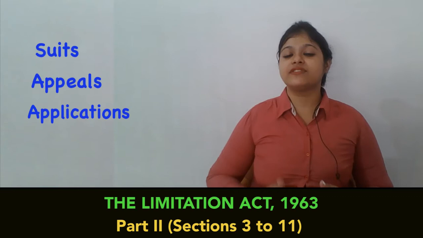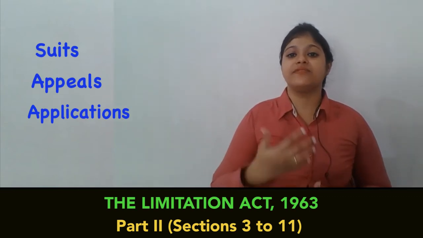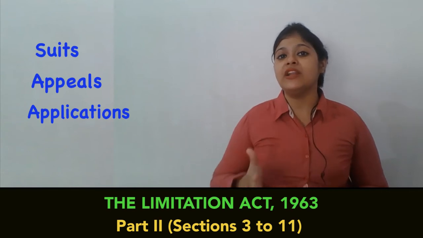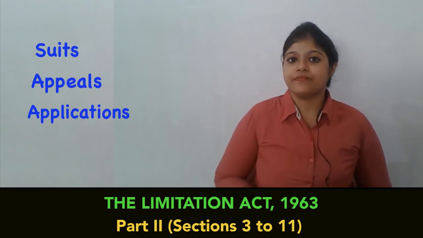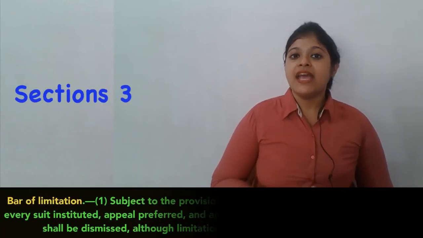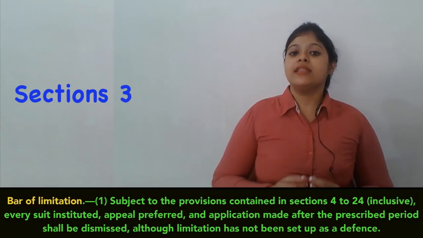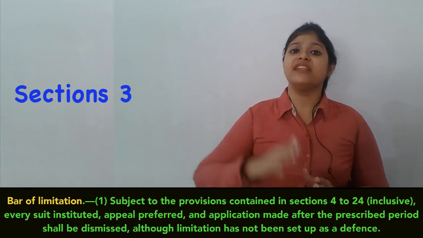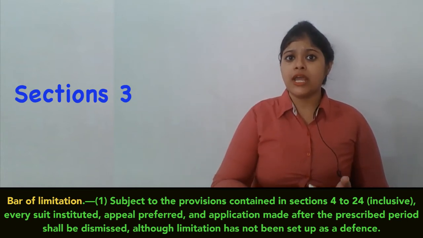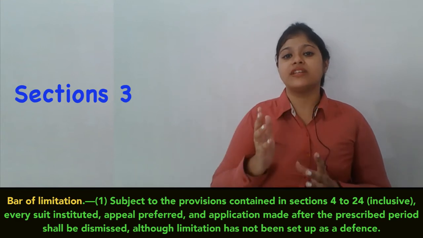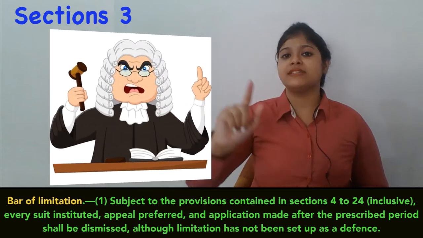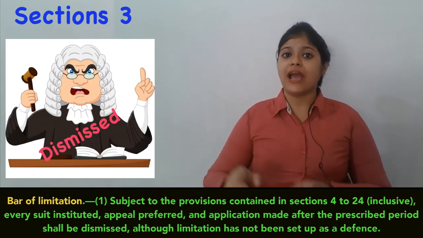I will hereafter discuss, section by section, the various situations when an application, suit or appeal will be barred by limitation. The first section that we are going to deal with is section 3. Section 3 lays down the general rule that if any suit, appeal or application is brought before the court after the expiry of the time specified in this Act, the court shall dismiss such suit, appeal or application as being time barred.